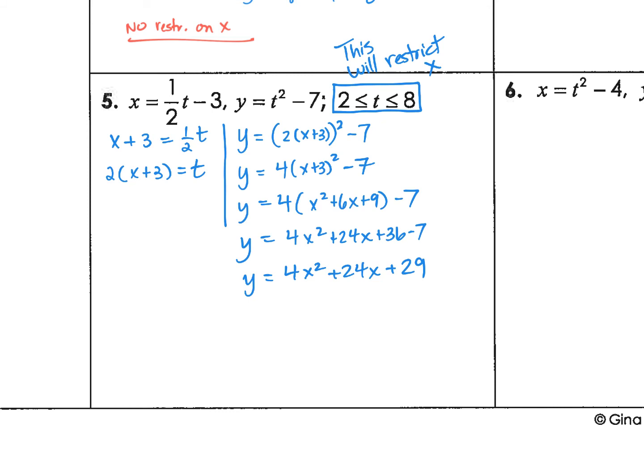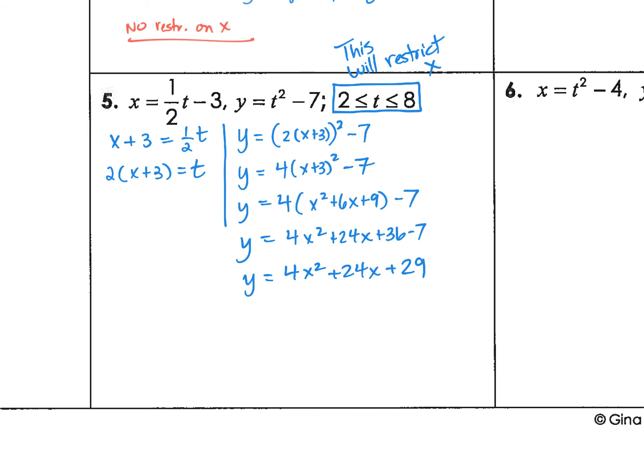Okay, so did everybody at least get to y equals 4x squared plus 24x plus 29? Yes, no? Any questions about how I got there? I squared the outside number, then I squared x plus 3, and then I distributed it in, and then I simplified, okay?